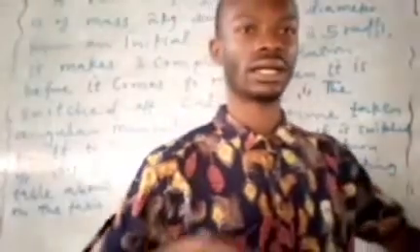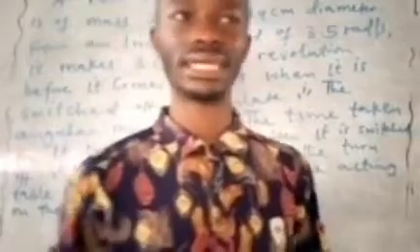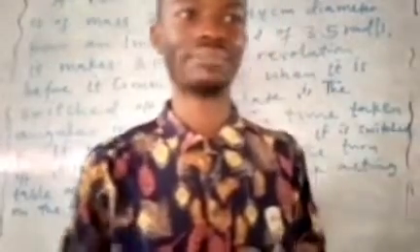So this question we are about to solve now combines the two ideas of kinematics of rotation and dynamics of rotation. The question says that a record player turntable, which is just like a disc, has a mass given as 2 kg.